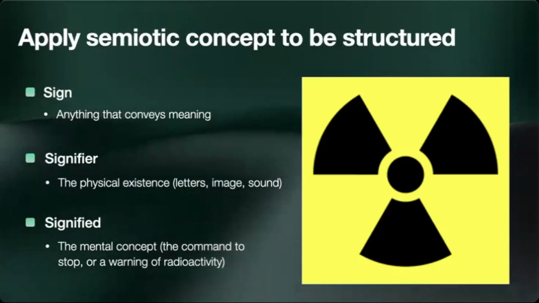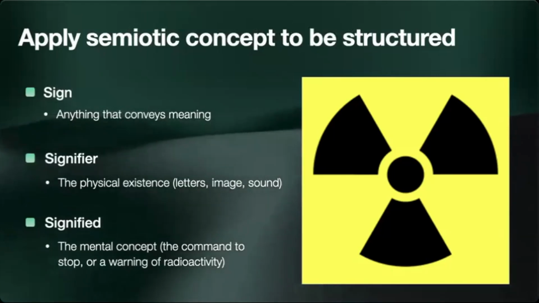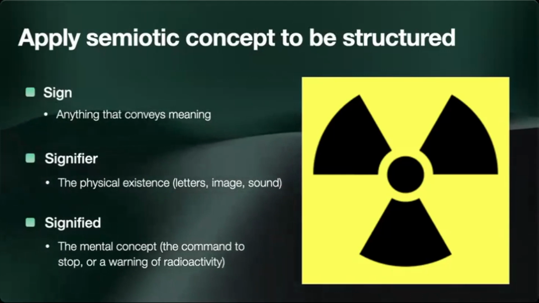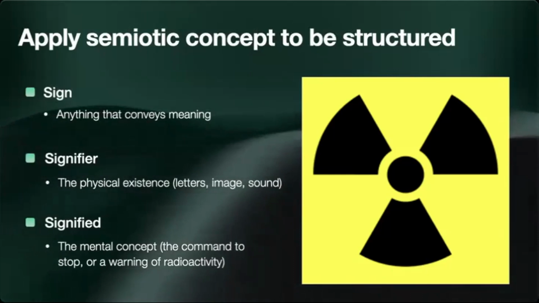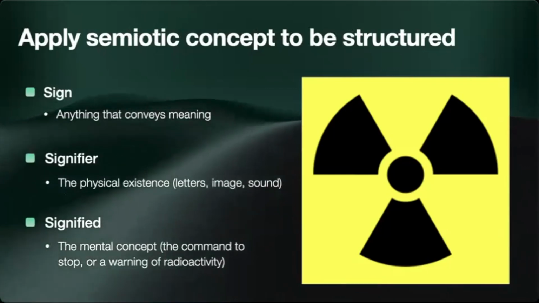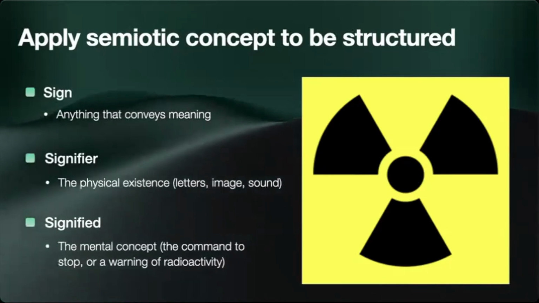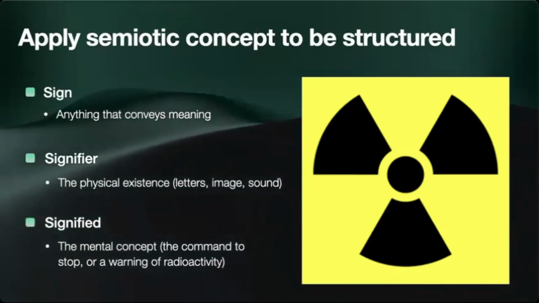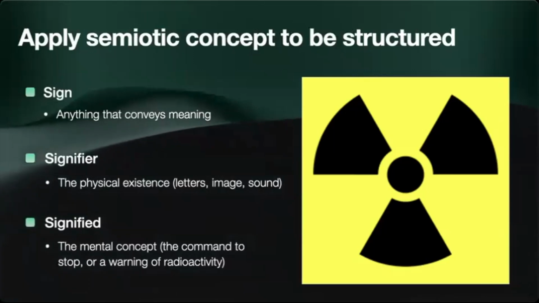So in the example of this radiation warning sign on the screen, the yellow background and black graphic elements are the signifier, which allows people to understand the concept of radiation warning, which is the signified. And if someone who doesn't know the meaning of the sign were to see it, they would see it as just a simple graphic image. This shows that the culture and social context of the interpreter is important for a symbol to convey meaning.